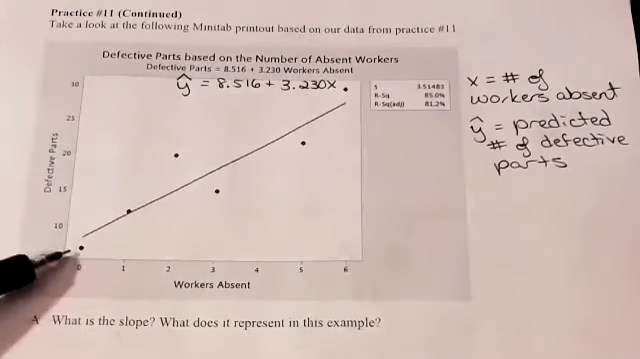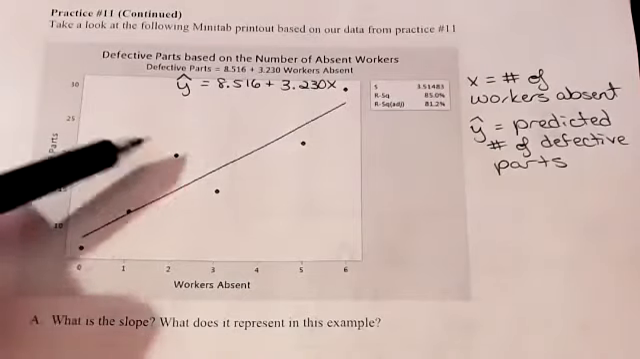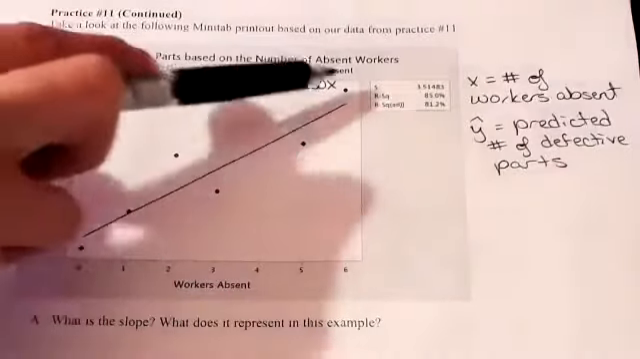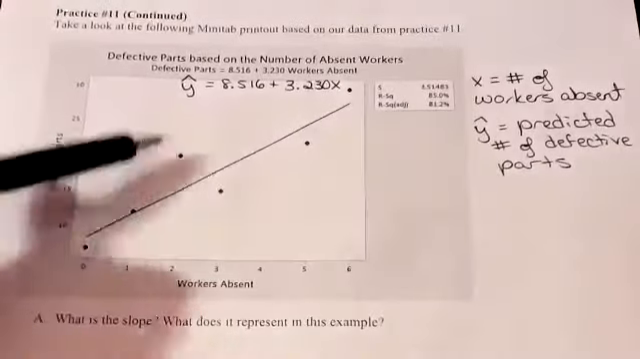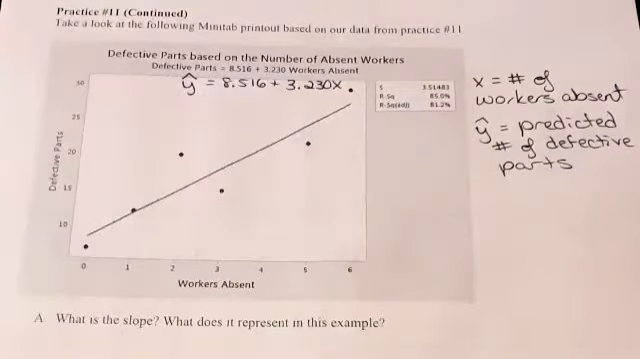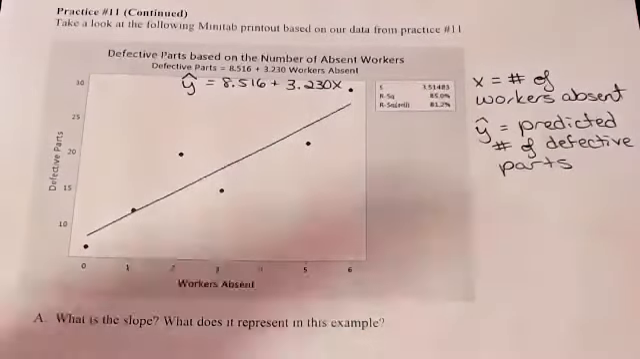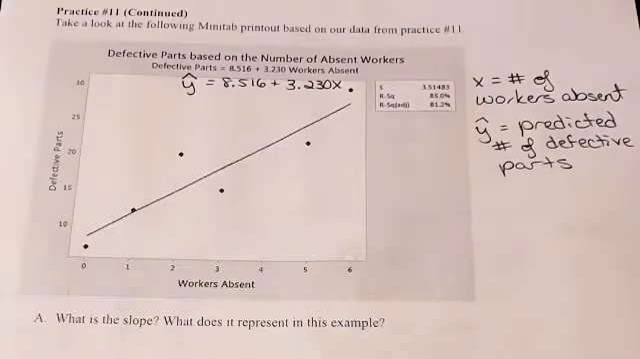Look at each of your data values. That's from your table. Those are the ordered pairs we used to calculate the line of best fit by hand, right? So Minitab did this for us instantly. Good. So first things first, what is the slope? What does it represent in this example?